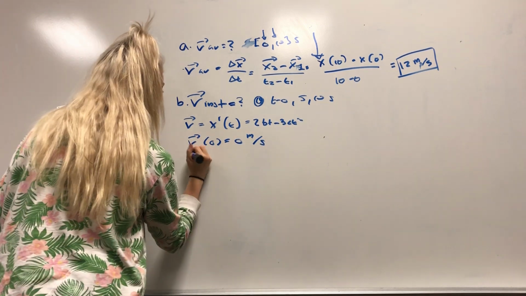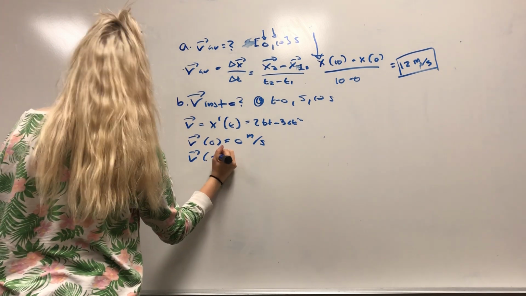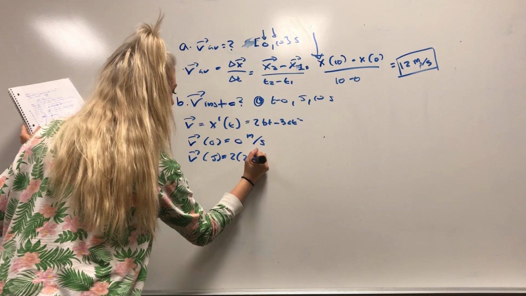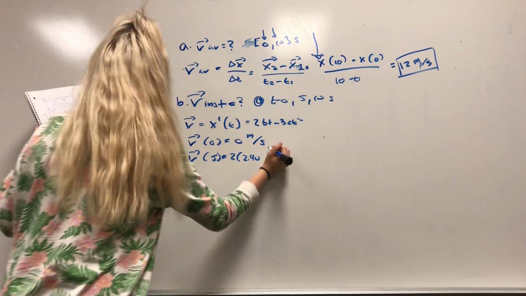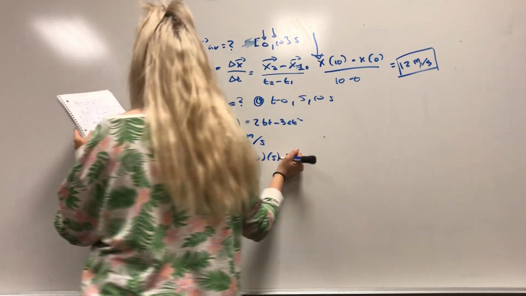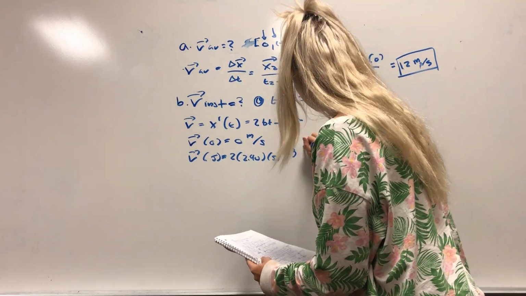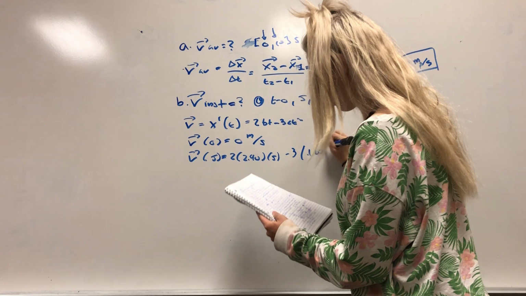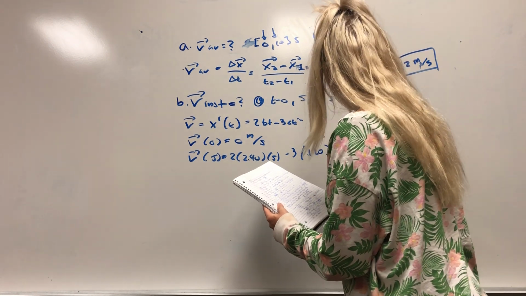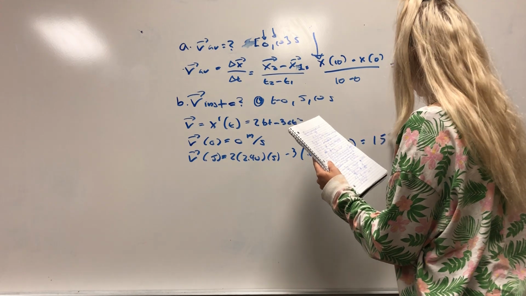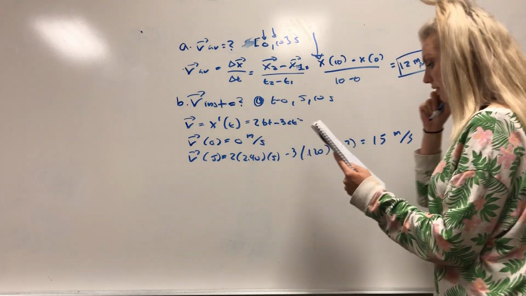And then instantaneous velocity at time 5 is 2 times 2.40 times 5 minus 3 times 0.020 times 5 squared. And that gives us 15 meters per second.